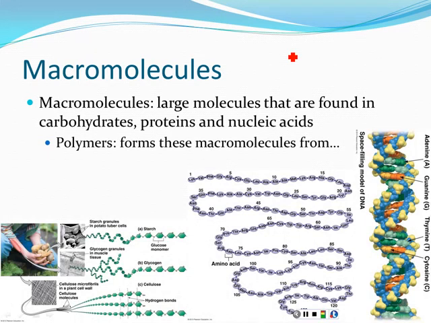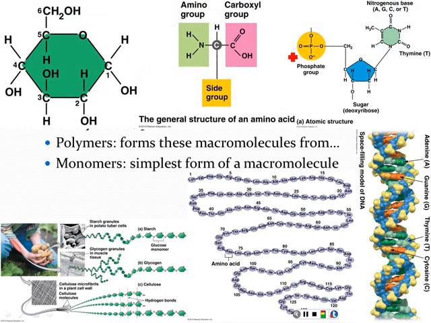So polymers. Polymers form these macromolecules. Polymers, poly meaning many, so there's many pieces to this. Over here, you look at it, this is all carbohydrates. A polymer of carbohydrates are all shown here. We have a polymer of a protein, and here is a polymer of a nucleic acid. Monomers, on the other hand, is the simplest form of that particular macromolecule.